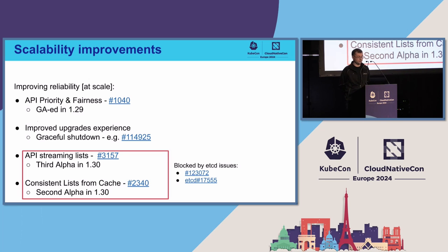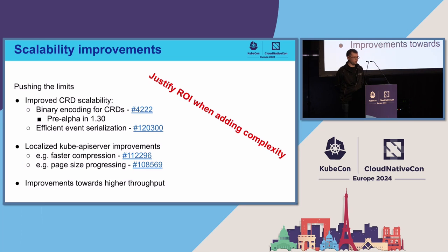It's a very similar situation. We were planning to get beta in 1.30. It's not, because we are relying on exactly the same feature from etcd. But what it effectively allows us is to mitigate or work around a little bit the limits of how large the response can be, by using the watch protocol to actually stream the contents of the list. So from the user perspective, they will get exactly the same, but we will be using a different protocol here.